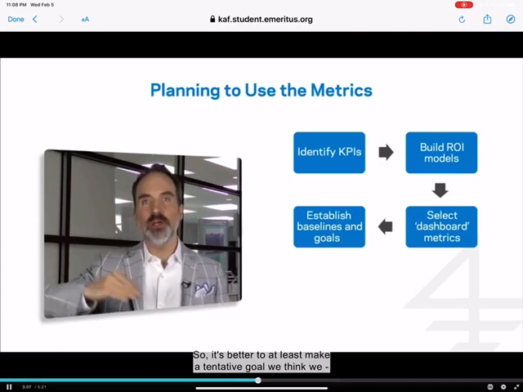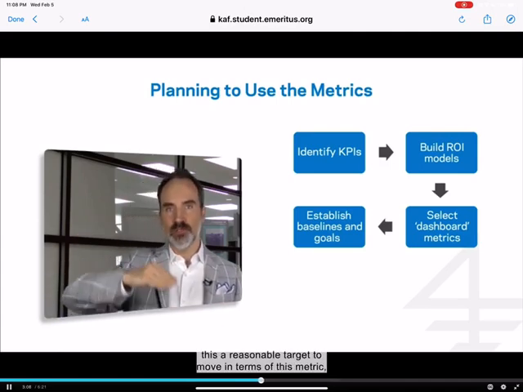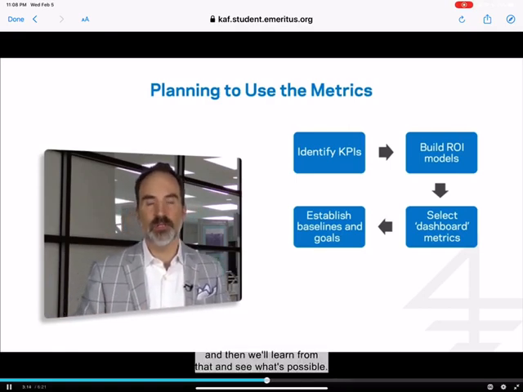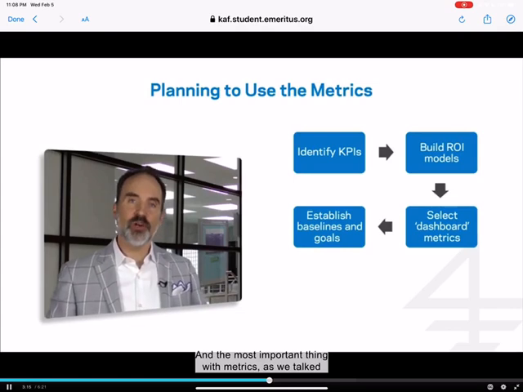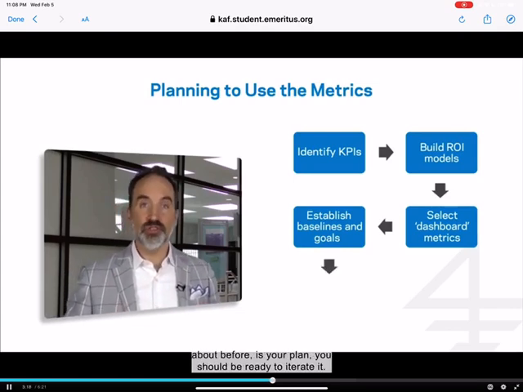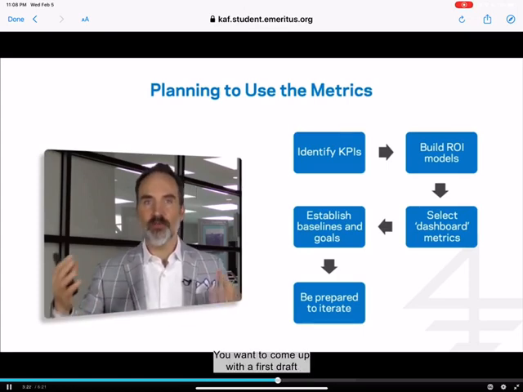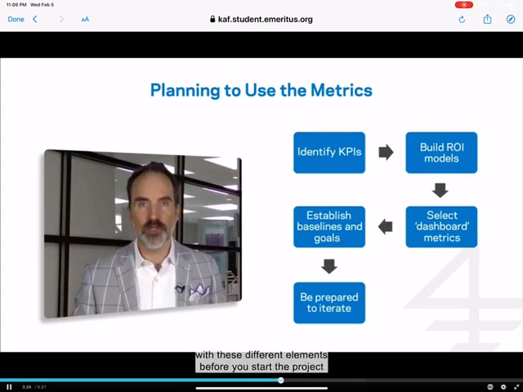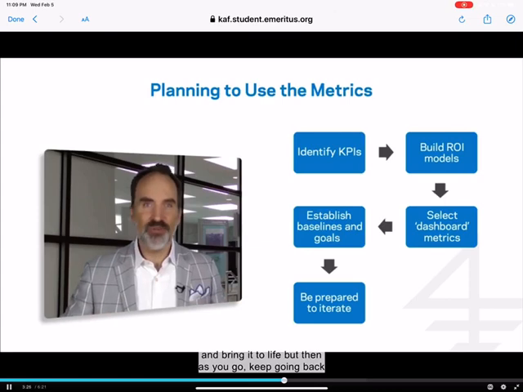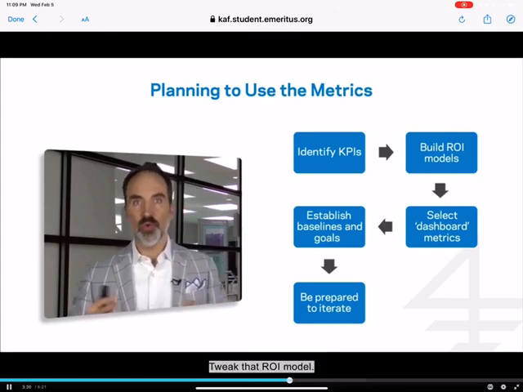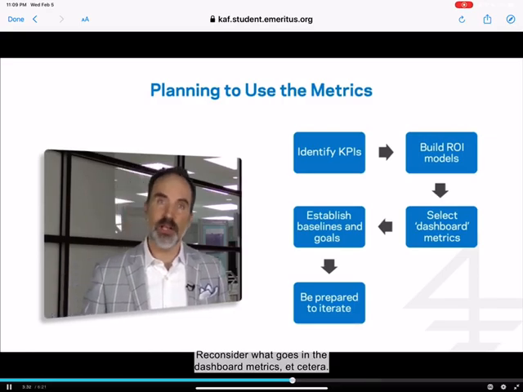We think this is a reasonable target to move in terms of this metric, and then we'll learn from that and see what's possible. And the most important thing with metrics, as we've talked about before, is your plan should be ready to iterate. So it's a first draft. You want to come up with a first draft with these different elements before you start the project and bring it to life. But then as you go, keep going back and revisiting it, revising it, tweak that ROI model, reconsider what goes in the dashboard metrics, etc.